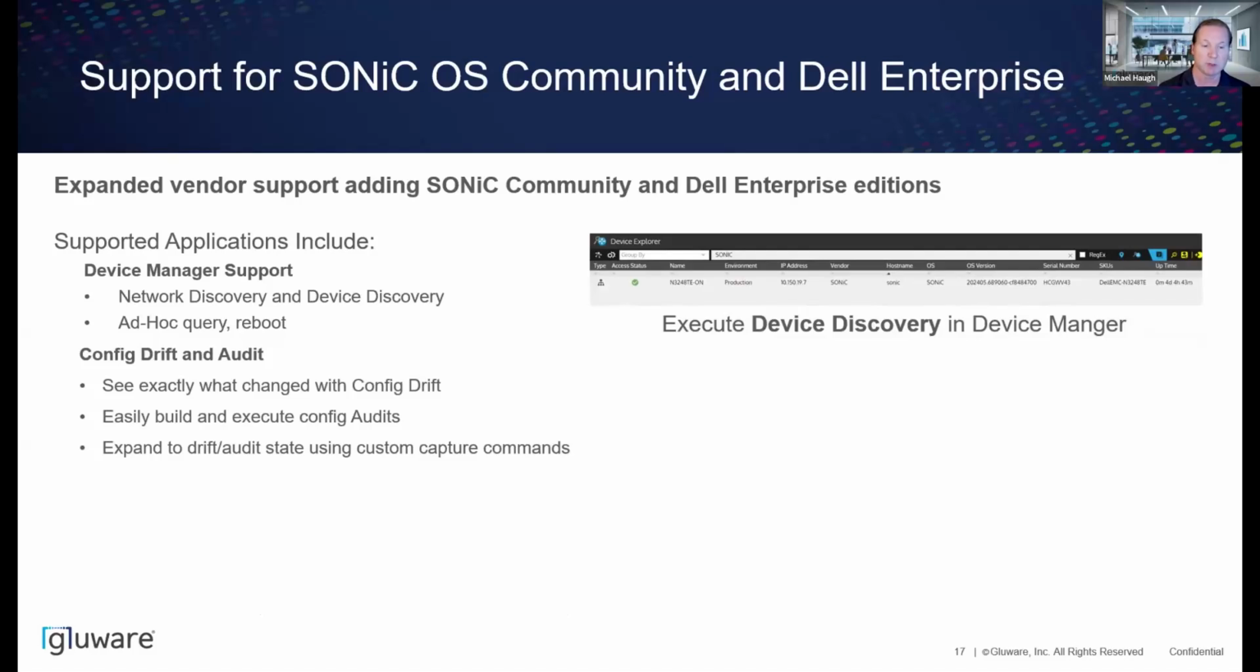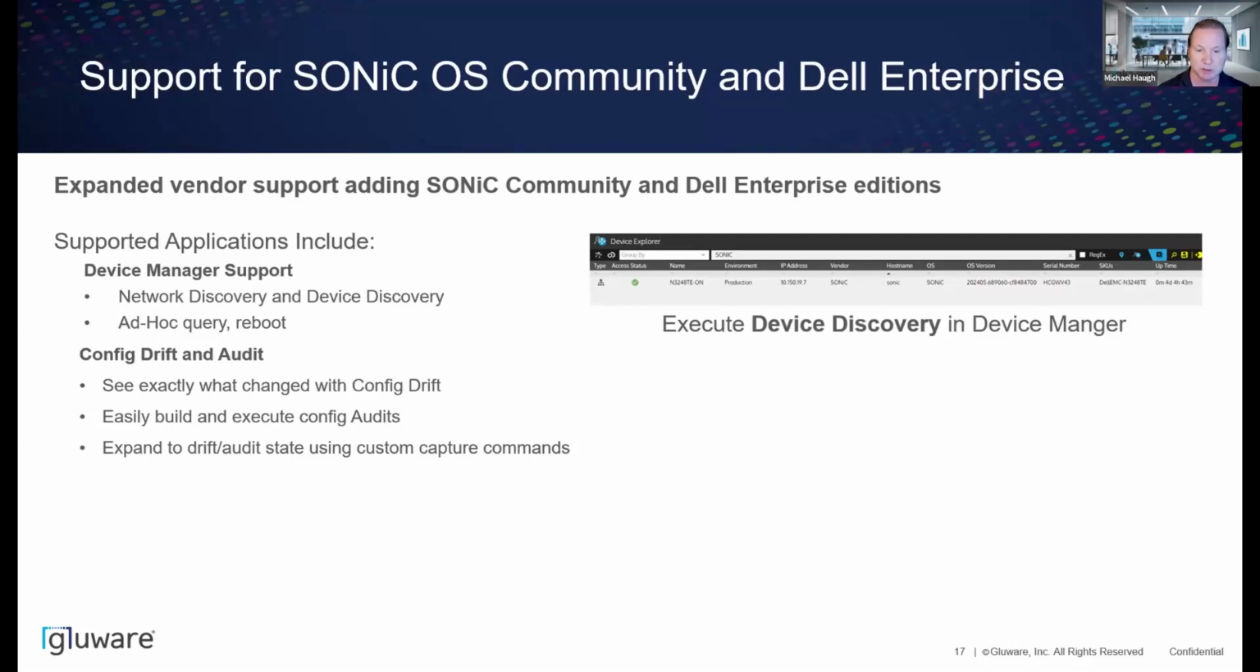So with Drift, you can see exactly what has changed in a config by Gluware taking snapshots and enabling users to compare those snapshots. And you can do other things like be notified on it and do other advanced things when you tie it to things like network RPA. With the audit capability, you can easily build no-code audits and execute those audits to ensure your configurations are meeting your audit requirements.